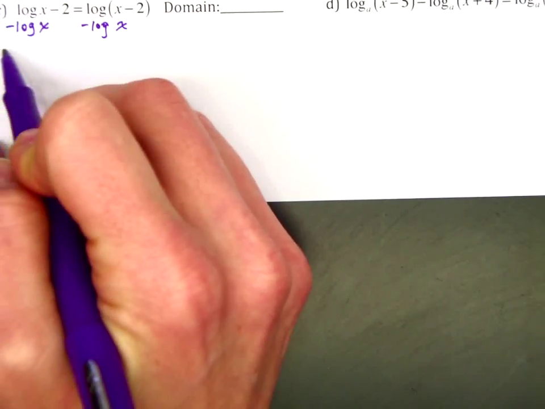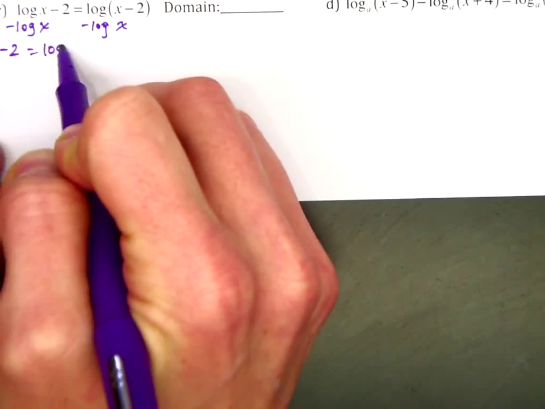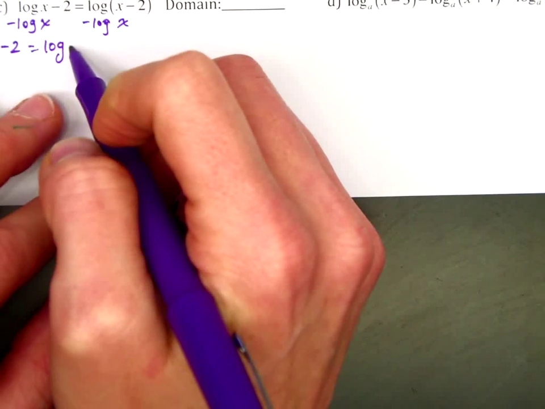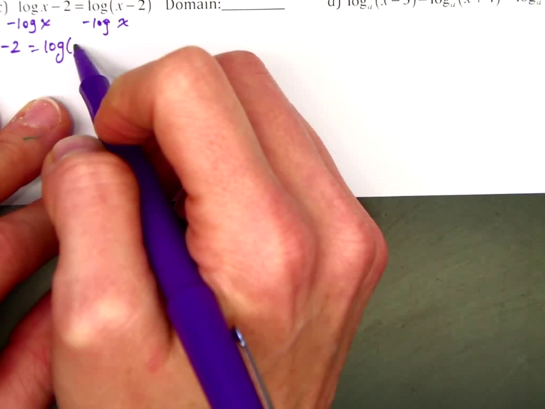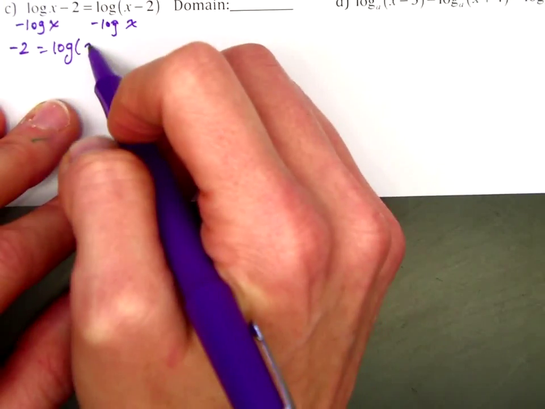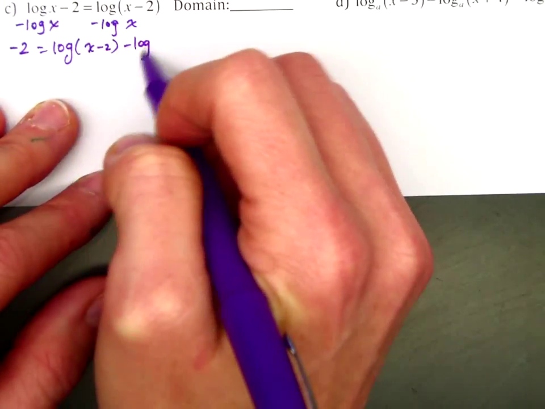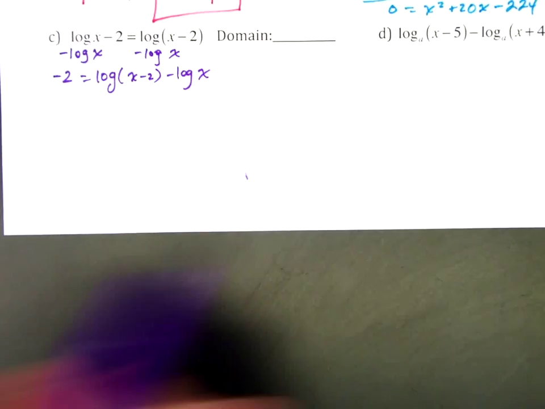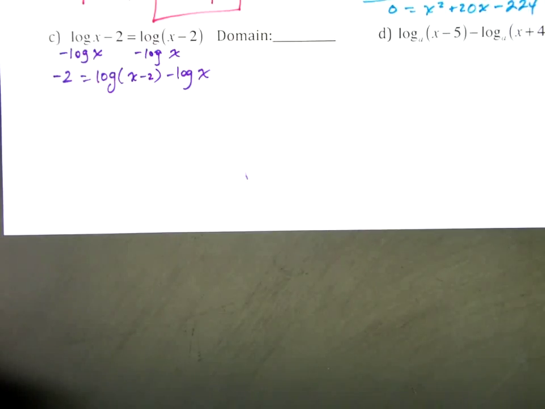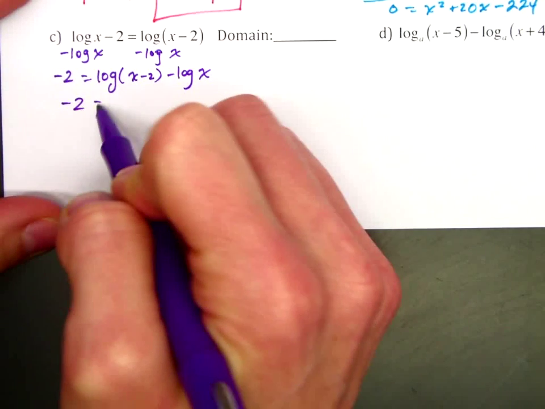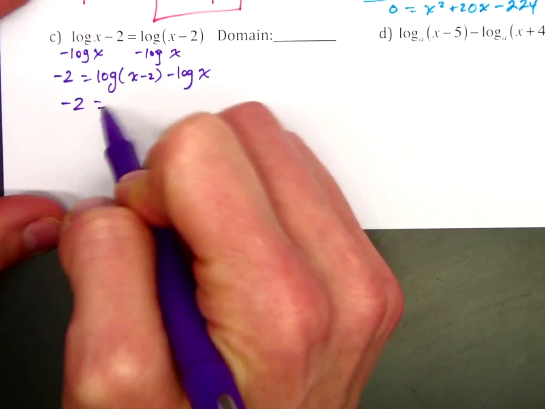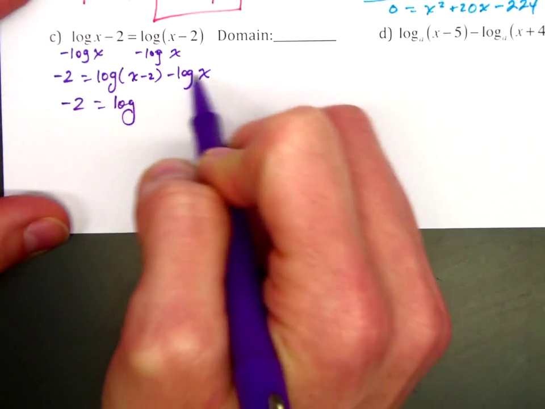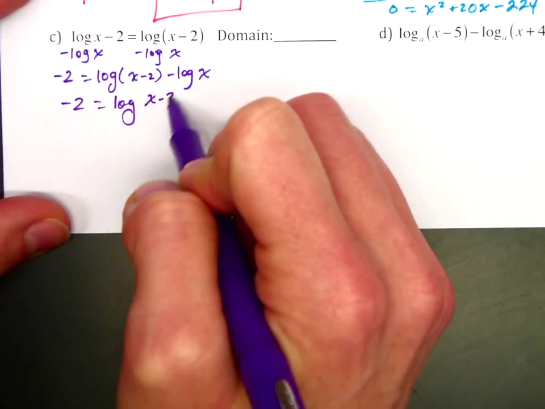So now we have negative 2 equals log of x minus 2 minus log of x. Now what? Yes, we do want to combine them. How? So instead of 2 logs with a minus sign, we can write 1 log, and we can change this to a quotient of x minus 2 over x. Now what?